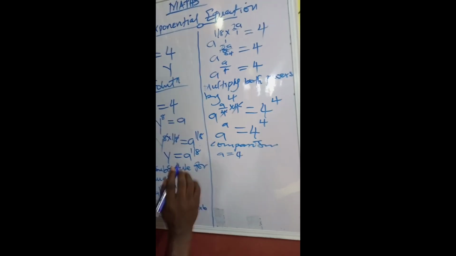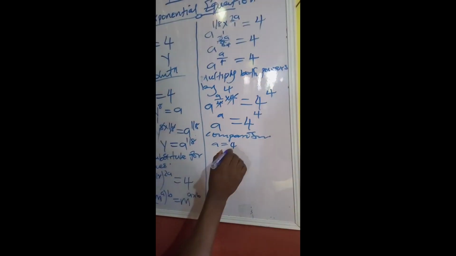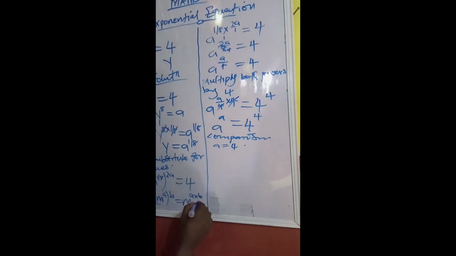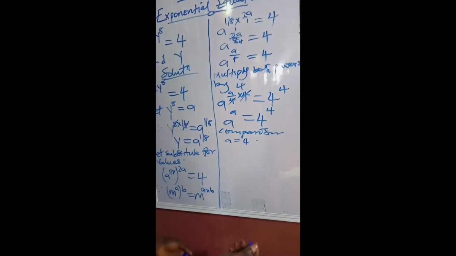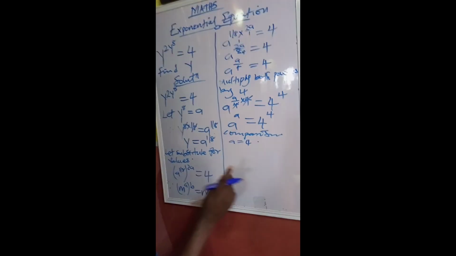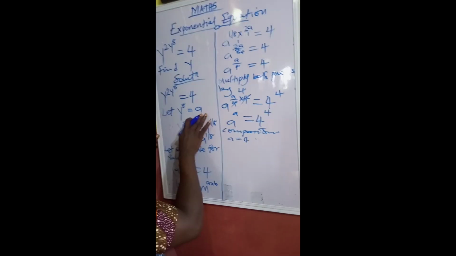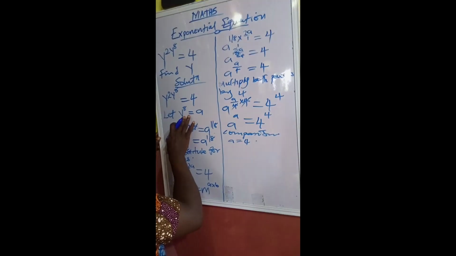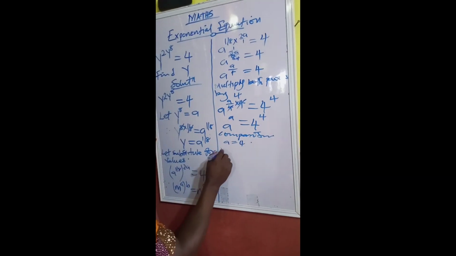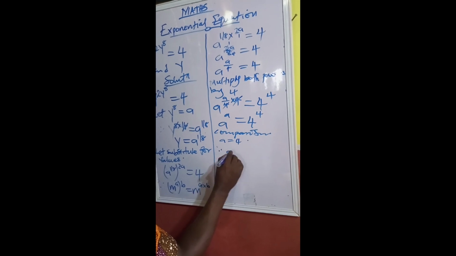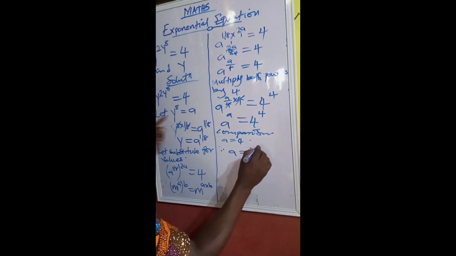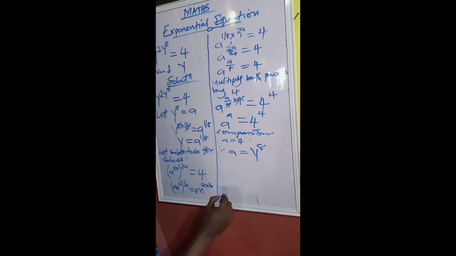In that regard, a is equal to 4. Now, with this, I have known that a is equal to 4. Remember, it's not a that we are asked to find, we are asked to find y. Now, we come back to this equation, where a is equal to y raised to power 8. Therefore, we have an equation that says a is equal to y raised to power 8. Do you get the point?